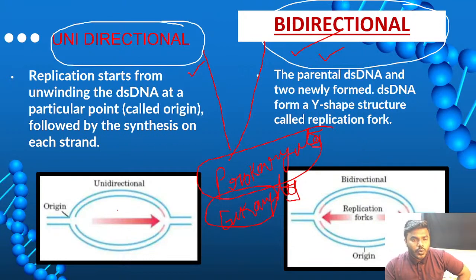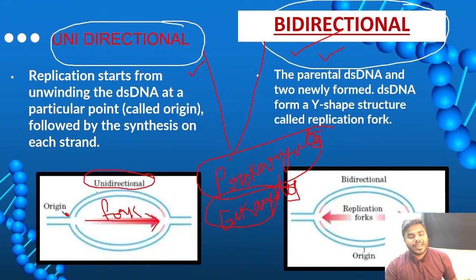First of all, look into the picture carefully, and understand what is unidirectional and what is bidirectional. Look into this. Unidirectional means, suppose, for example, friends, this is the origin. From this origin, the strand is moving in only one direction. I mean to say the replication fork is moving in only one direction. That is what we call unidirectional.